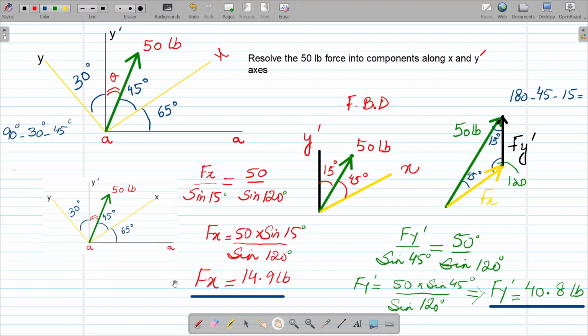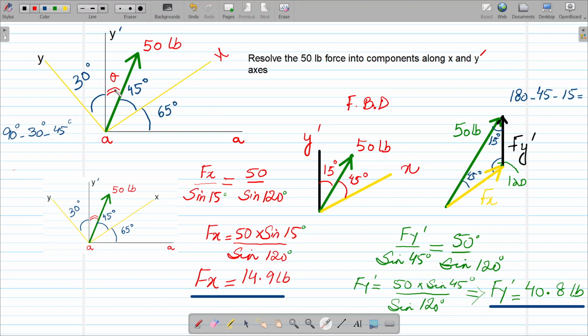Alright, so the problem at hand today is that we need to resolve this 50-pound force along the x and y dash axis. And remember, this is the x axis and this is the y dash axis. But we have to be very careful because the angle between the x and y dash axis is not 90 degrees. You can see it is 45 plus theta. So first of all, it is very important to calculate this theta.